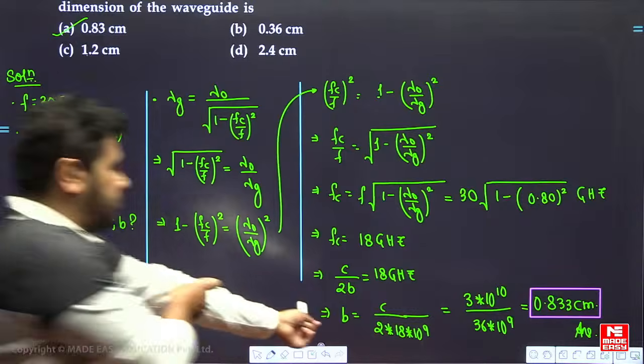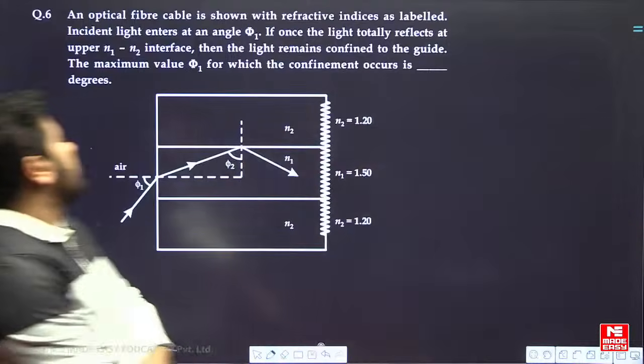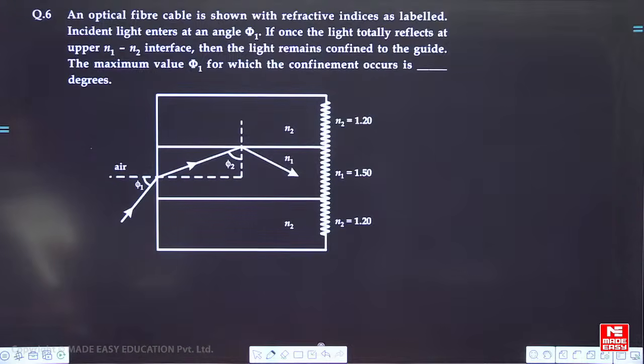Okay, next question. Try this. An optical fiber cable is shown with refractive indices as labeled. Incident light enters at an angle phi 1, right. So this is falling at an angle phi 1 in the air.